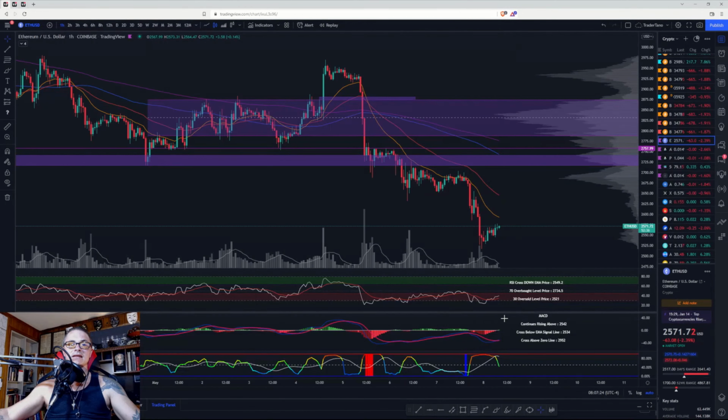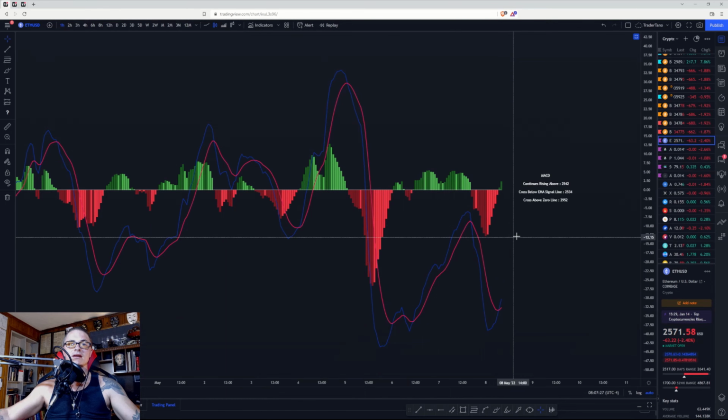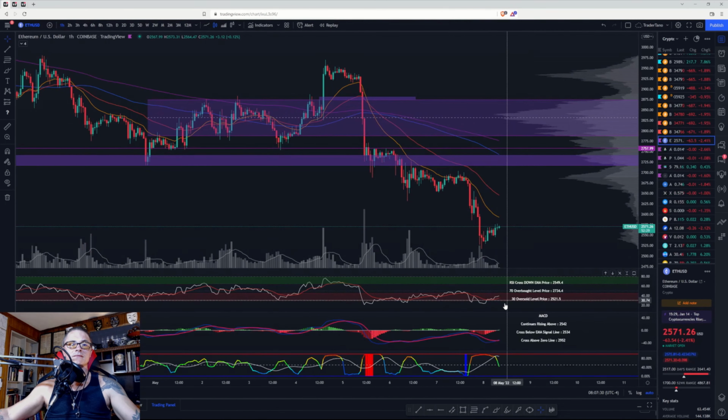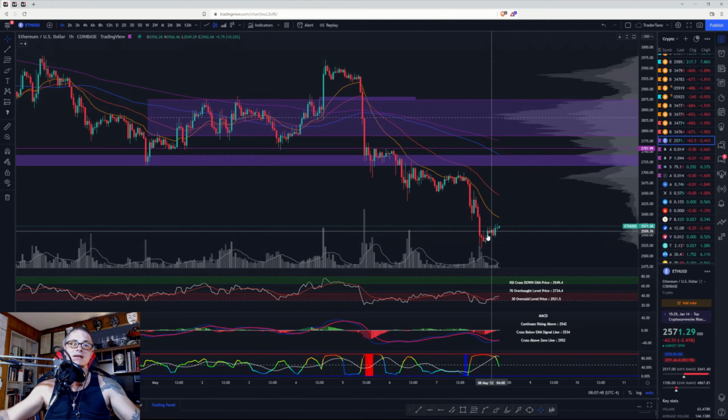Your MACD, fresh cross to the upside, positive momentum is increasing. Your negative momentum in the RSI is trying to get back into the upper side of the bearish control zone. Okay, so your vol is contracting, your BBWP is contracting as your price action's going up. So this could just be a corrective bounce.